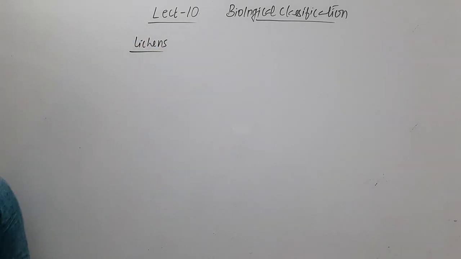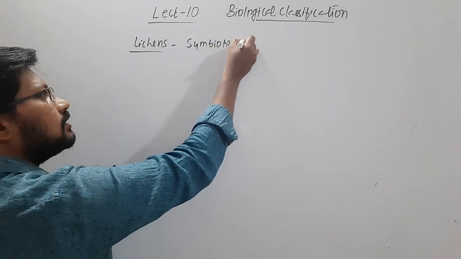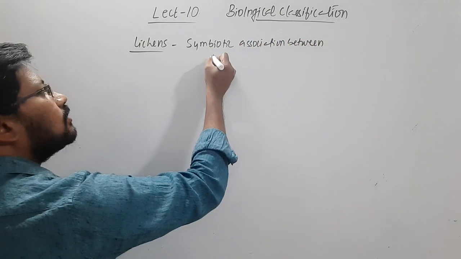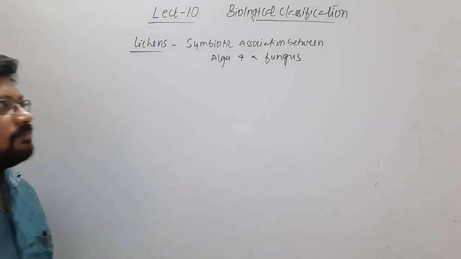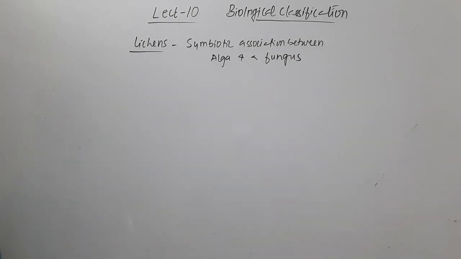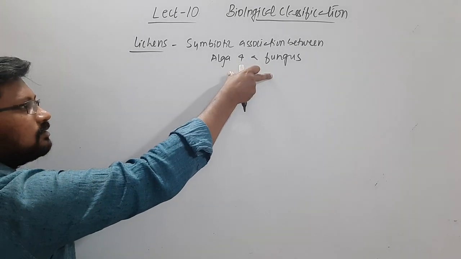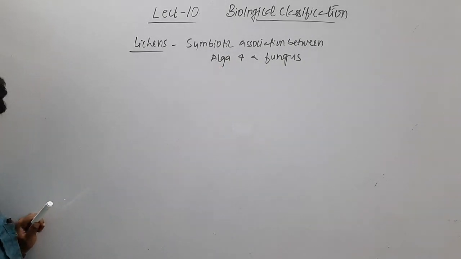Okay, so already we know that lichens are a symbiotic association between an alga and a fungus. A symbiotic association means two different species living together in which both species get benefit. The alga gets benefit from the fungus and the fungus gets benefit from the alga.